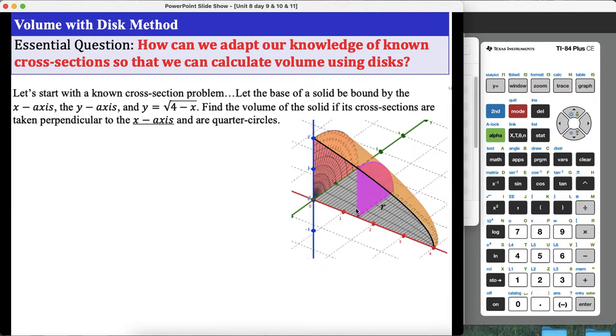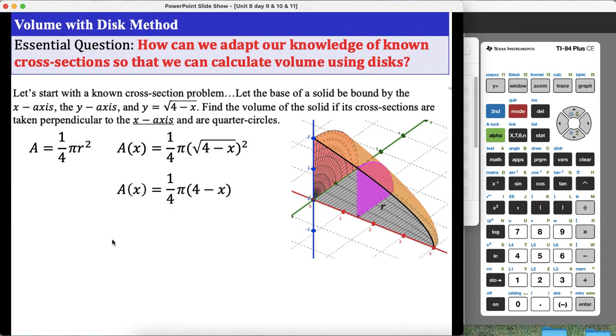We take our cross-sections perpendicular to the x-axis, quarter circles. If we were treating this like a known cross-section problem, we'd have an area function, which is pi r squared divided by 4, right? Because it's a quarter circle, where our radius goes from the x-axis to that parabolic function. So our radius is the function value listed up here. When we simplify, the square and the square root cancel each other out, and then we can integrate that area function. We're stacking these quarter circles from x equals 0 to x equals 4, right? Those become the limits.